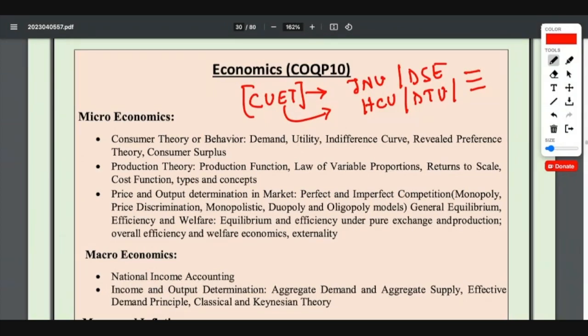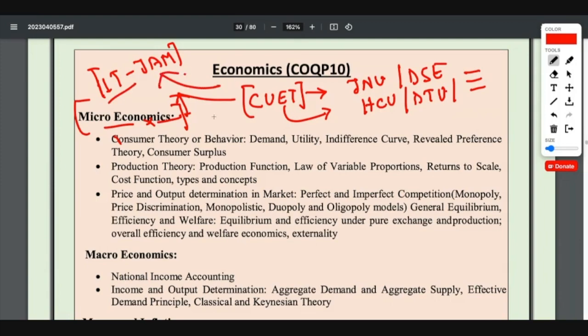So this is something that we need to look into. Second is your syllabus for IITJAM. Okay. So if you look at the syllabus of, let's say we start with microeconomics, you'll see that the IIT syllabus and the CUET syllabus, there is some amount of overlap, and that overlap is around 80 to 90%.